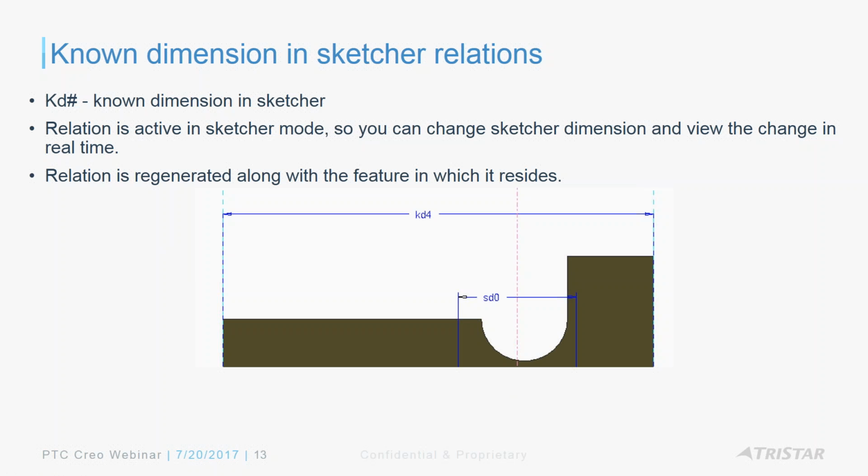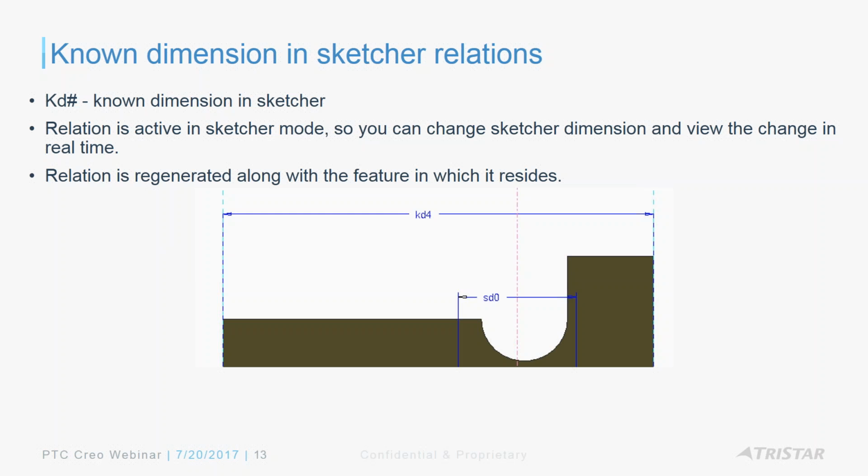When you write relations, as you know, it's a good practice to write relations inside of the sketch mode whenever possible, especially when you have a feature situation like this where you already have a solid geometry and then you're creating a new feature. And I would like to capture the overall dimension. You see the KD4. There's a way to add a known dimension in Sketcher that can drive another dimension in the new feature. So SD is a Sketcher dimension, KD is a known dimension. You can do that. And the advantage here is you're able to see the change or the relations coming into effect in real time, right? And it's regenerated along with the feature, right? So it's the Sketcher relation rather than a feature-to-feature relation.